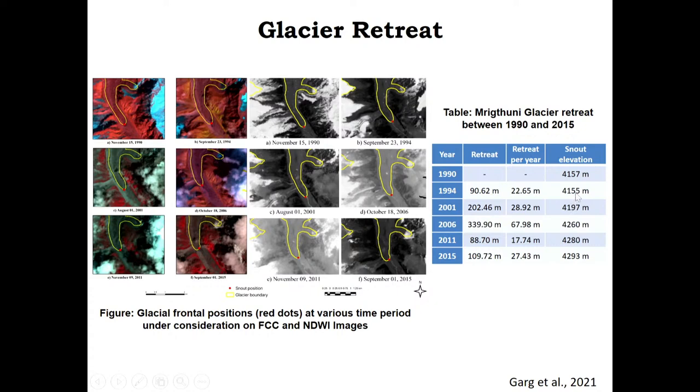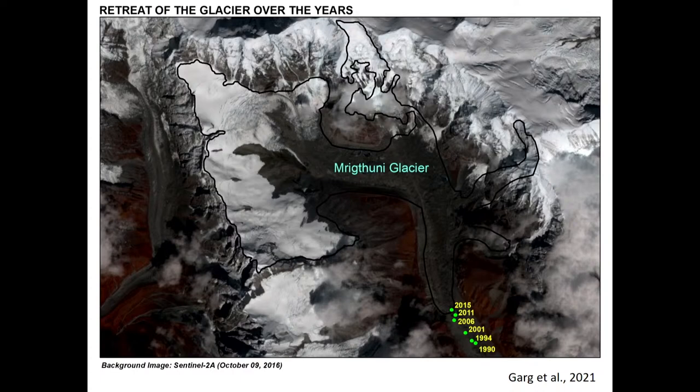So you can see here where the snout has shifted from which elevation to which elevation. That analysis we can do if we overlap these snout positions on the digital elevation model. So this is how the Mriktring glacier has retreated from 1990 to 2015. These are the positions of the snout. So why is this retreat there?